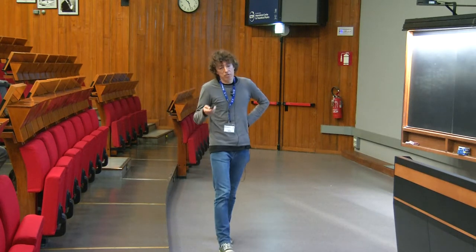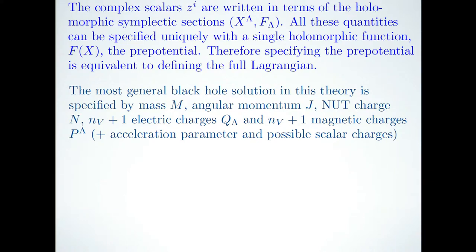Now we are interested in black hole solutions in this model. The most general black hole solution would be specified by a mass and the angular momentum. We are in four dimensions, so we have only one angular momentum. Then a NUT charge n, which is, if you wish, the gravitational dual of the mass. Then we have n_V plus 1 electric charges and n_V plus 1 magnetic charges, the q_Λ and p_Λ. And if you want, you can also have an acceleration parameter and possible scalar charges, but this is not what we want to consider here. If you know the so-called C-metric, it is a metric that contains this acceleration parameter.